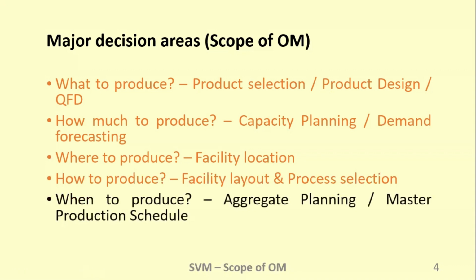Next is when to produce. Means you may have to use aggregate planning to decide about when to produce, how much to produce, and based on that, you will be creating a master production schedule, which we call as MPS. These two will help you to decide about when to produce and how much to produce.